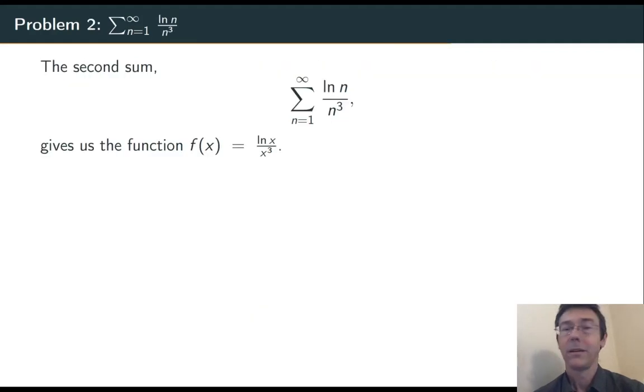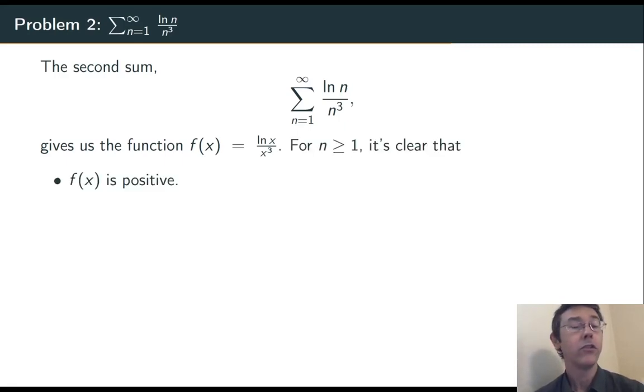Problem 2. Sum from n equals 1 to infinity, natural log of n over n cubed. So we're looking at the function natural log of x over x cubed. As before, we need to check the same 3 things. Is it positive? Yes. x has to be greater than 1 here, and therefore the natural log is going to be greater than 0. Obviously, x cubed is going to be greater than 0 always when x is greater than or equal to 1. Is the function continuous? Yes. As long as x is greater than 0, this function is continuous everywhere.